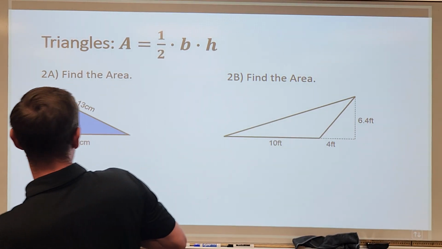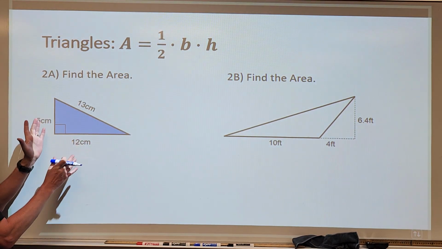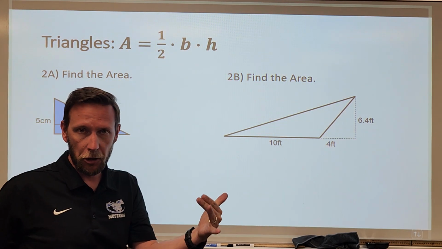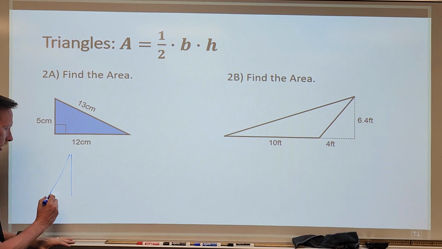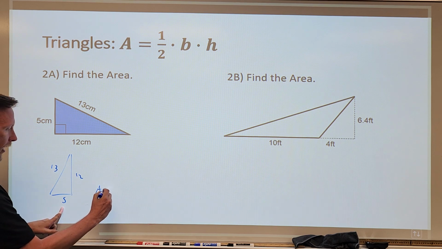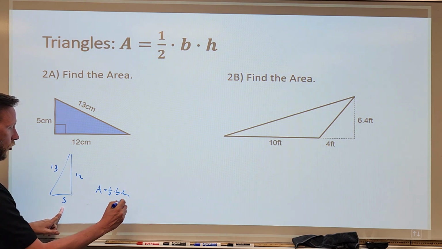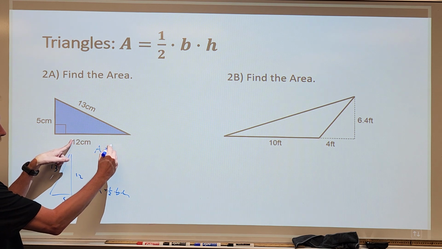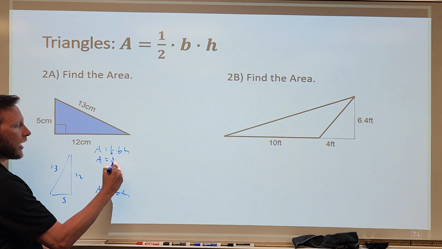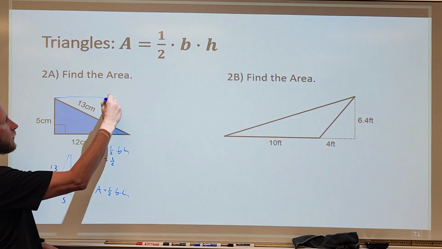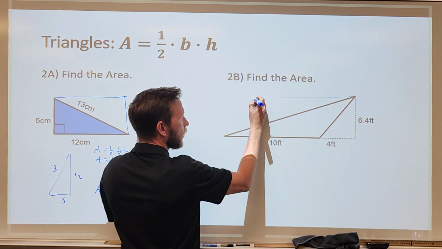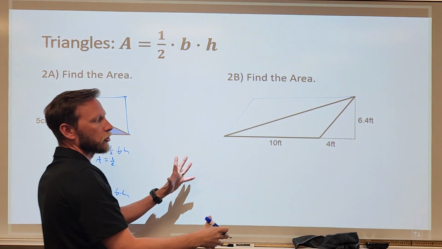Here are triangles. We talked a lot last unit about how if we have perpendicular sides, those can be our base and our height. It doesn't really matter if I draw this triangle that way, and I have 5 here, 12 here, 13 there. I could do 1/2 of 5 times 12, or I can do 1/2 of 12 times 5. Either way, I'm going to be getting the same answer. The reason why it's half is because every single triangle is half of a parallelogram.